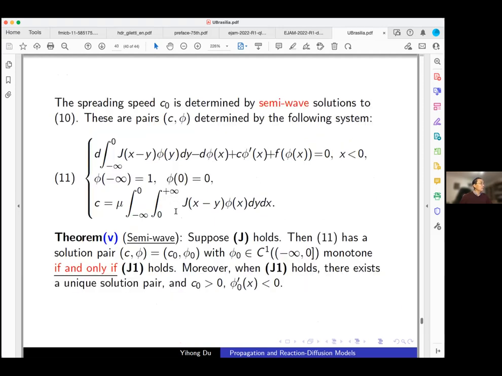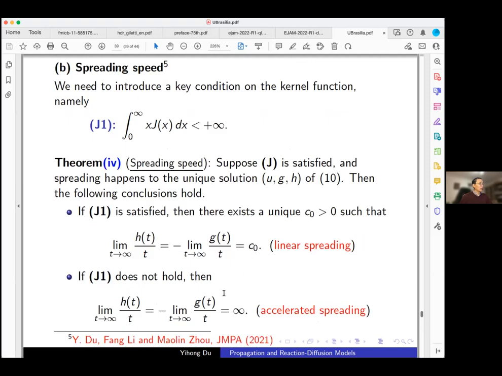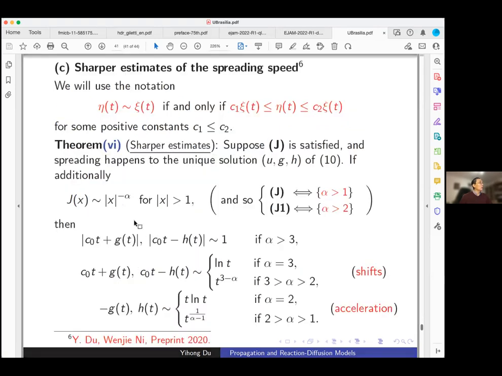So in these cases, can we get a more accurate estimate? If we look at these kinds of kernel functions, when near infinity, it behaves like h to the power of minus alpha. We do get a more accurate result. So now for these kinds of kernels, the basic assumption means alpha greater than 1. Satisfying J1, the threshold condition governing whether you have accelerated spreading, is equivalent to alpha greater than 2.